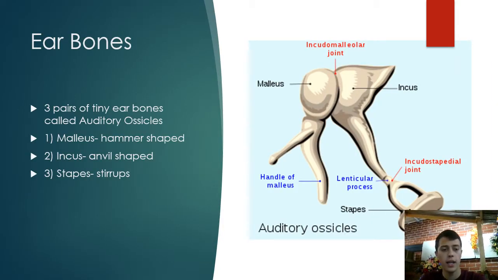The ear bones, 3 tiny pairs of bones, are called auditory ossicles. Number 1 is the malleus, which is the hammer-shaped bone, the incus, which is the anvil-shaped bone, and then the stapes, which is the stirrup-shaped bone. As you can see in the diagram, the malleus here is the hammer shape. It looks like the tip of a hammer, which is connected to the incus, and at the tip of the incus is the stapes, which is on the very tip. Those make up the auditory ossicles, or, for lack of better terms, the ear bones.